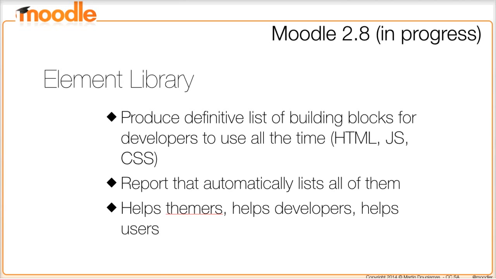If we're going to do any of them, this is the one. Yeah, Tim says it's key. I agree. This is about making a definitive list of building blocks for developers to use for the interface. So HTML, JavaScript, CSS, all together as a block. And that means making new pages is mostly just like Lego, putting together these components.